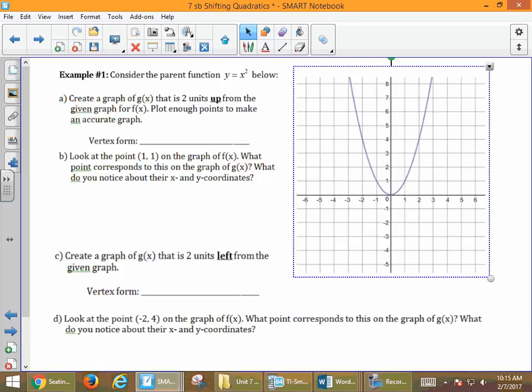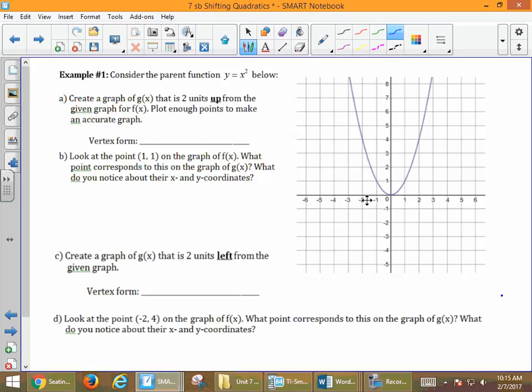And our graph currently has 5 distinct points on it. It has an infinite number of points, but the ones we can see are these 5. So we have our vertex, which is (0, 0). We have (1, 1), (-1, 1), (2, 4), and (-2, 4). These are the 5 points we have in our graph that we're going to look at right now.